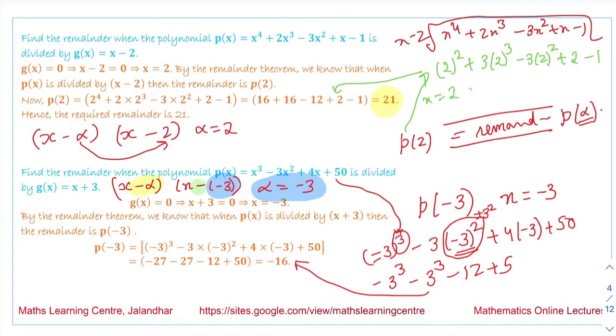Again, we need not perform the complete division. We will find the value of alpha. You find the value of p of alpha, you put that value, and whatever answer we get, that is basically the remainder. This is what the remainder theorem is saying. That is where the remainder theorem is used. We are saying we need not make the complete division. To find the remainder, we can directly calculate the value of p of alpha.